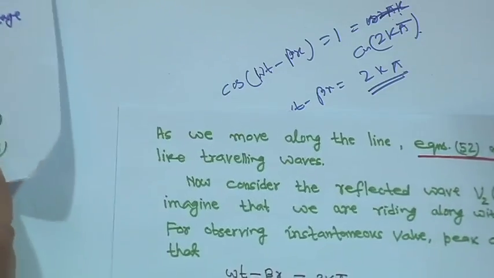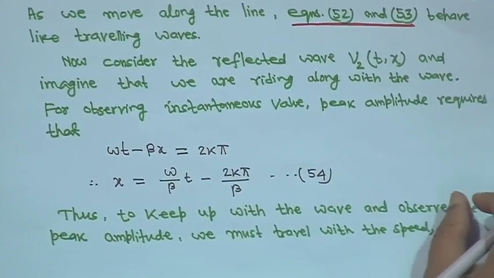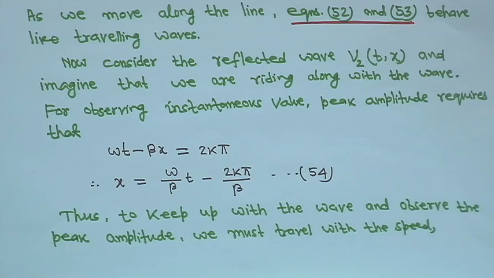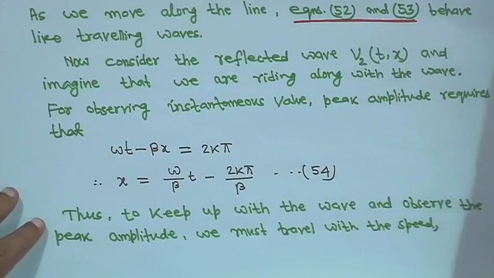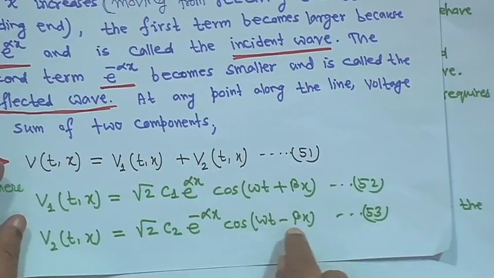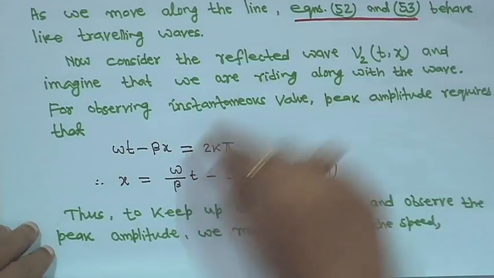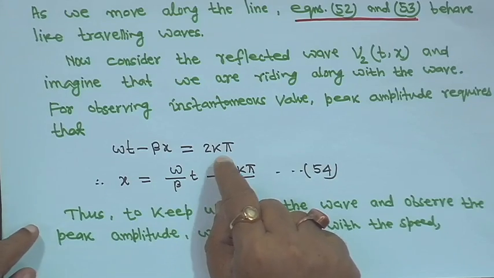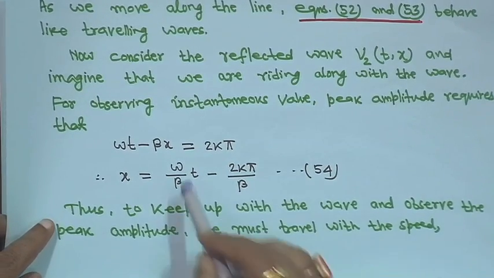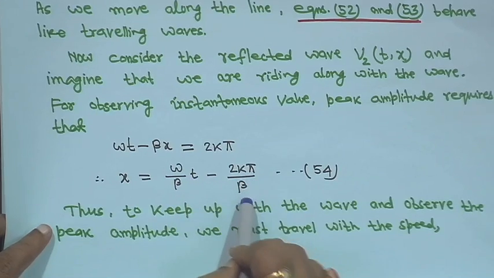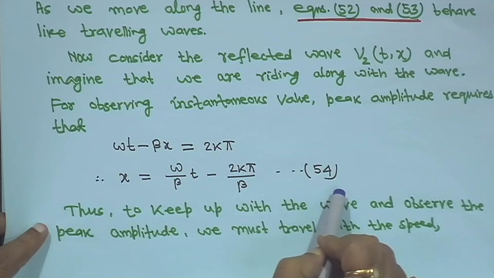So, for observing the instantaneous peak amplitude, it requires that omega t minus beta x should be 1, that means omega t minus beta x must be equal to 2 k pi, as I told you. That means my x is equal to omega by beta t minus 2 k pi upon beta, this is equation 54.